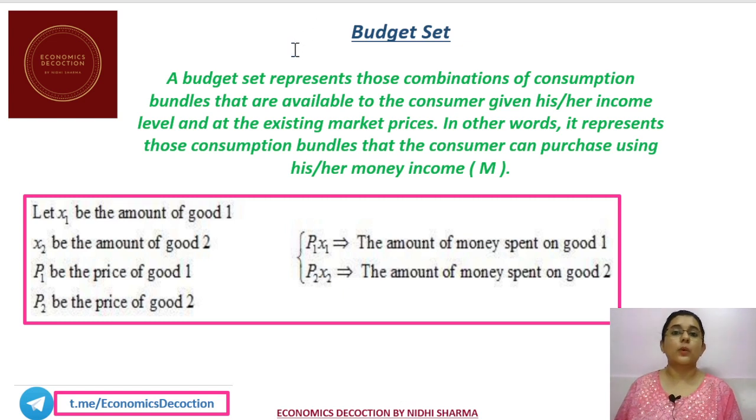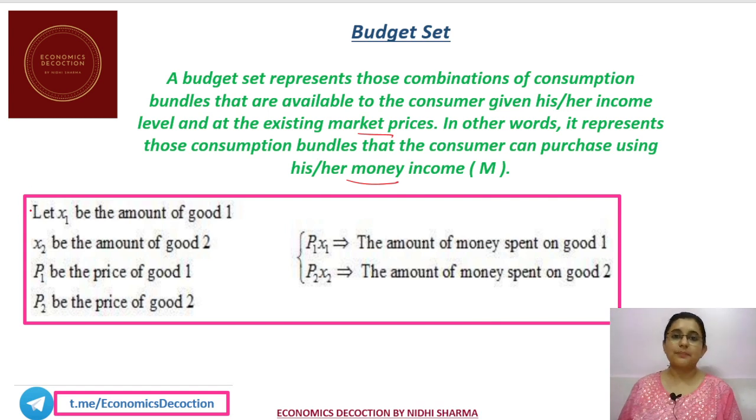Now let's understand what is budget set. A budget set represents those combinations of consumption bundles that are available to the consumer given his or her income level and at existing market prices. So basically a budget set represents those combinations of the consumption bundles which a consumer can purchase given his money income and the market prices of the goods. In other words, it represents those consumption bundles that the consumer can purchase using his or her money income.